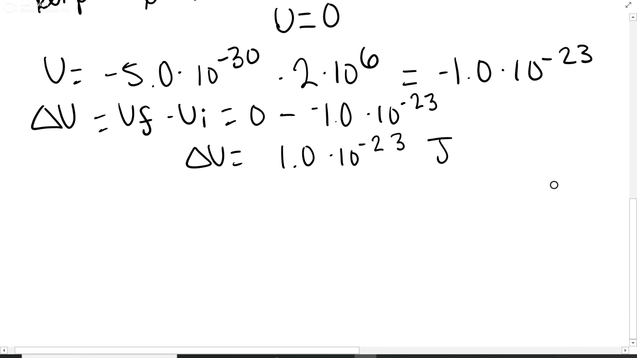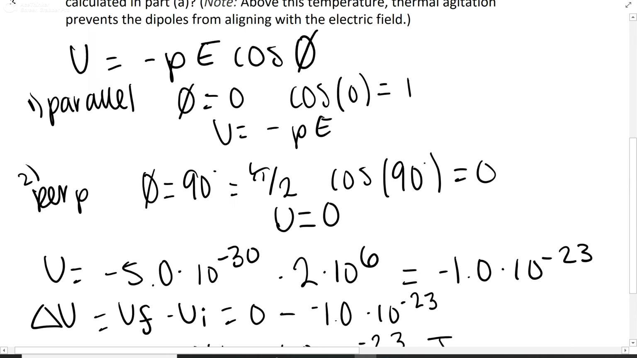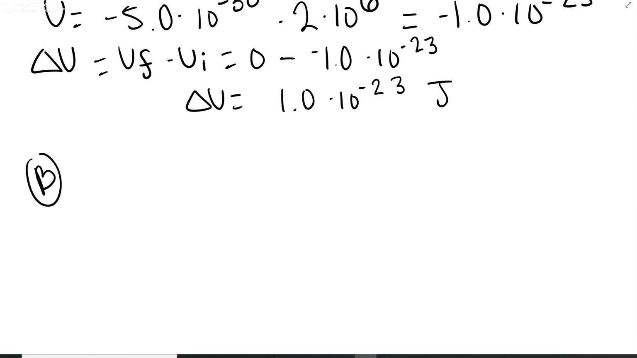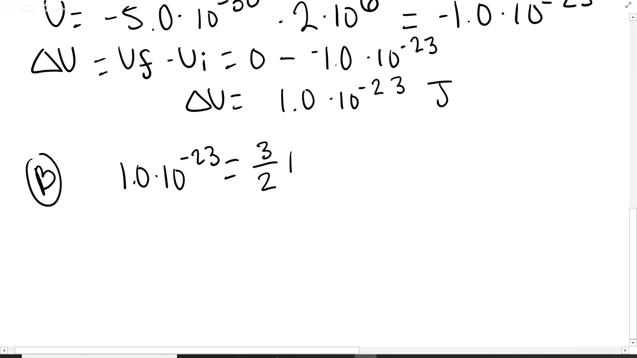Now, for part B, it's asking at what temperature is this translational kinetic energy, which I rewrote right here, 3/2 k times T, equal to the change in potential energy that we just calculated, which is 1.0 times 10 to the negative 23rd. And we want to find where it's equal to 3/2 kT.